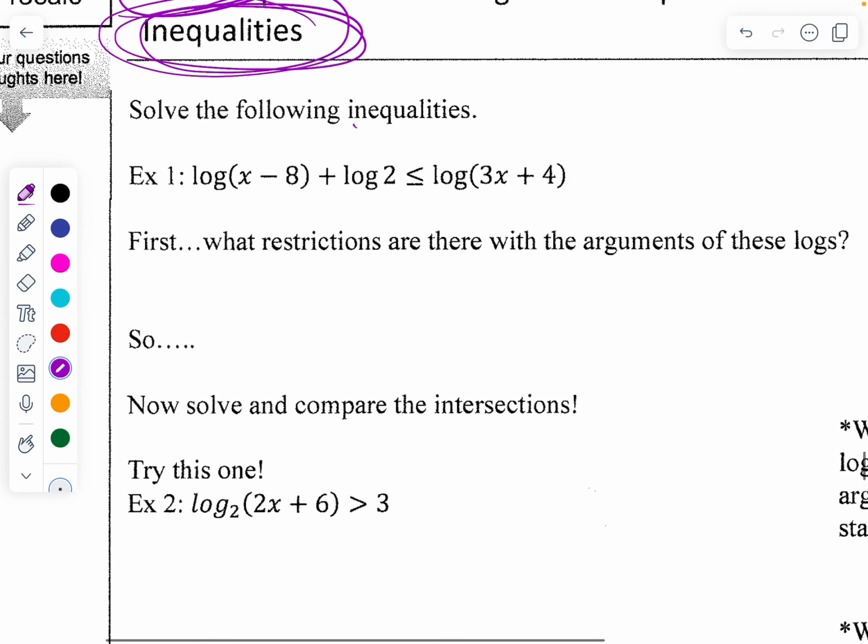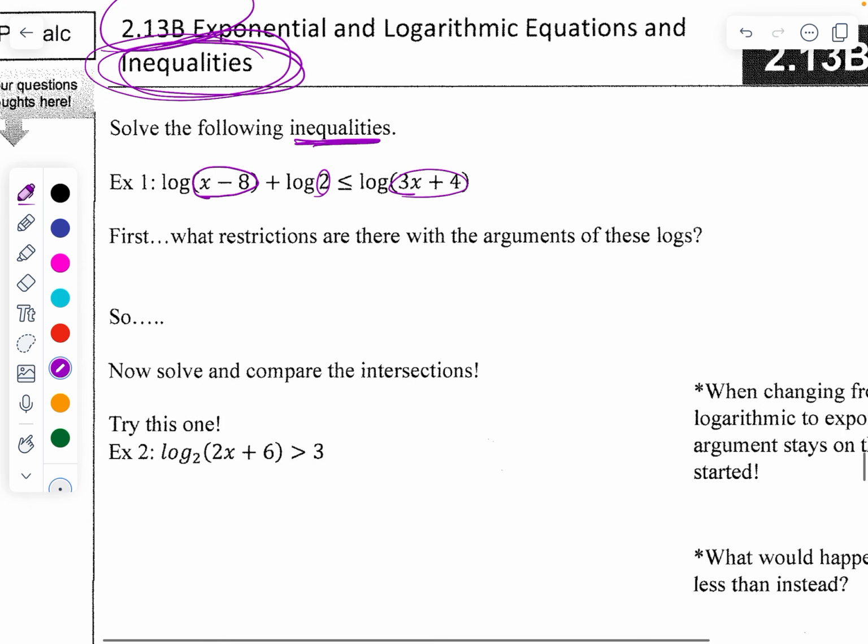So if we're talking about inequalities, remember we also have to talk about what can work for values of x in a log. We call this part, by the way, whatever's inside the log, the argument, okay? So remember that the argument of a log has to be greater than 0. So what are the restrictions of the arguments of these logs?